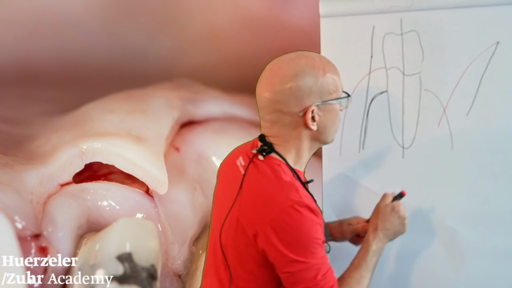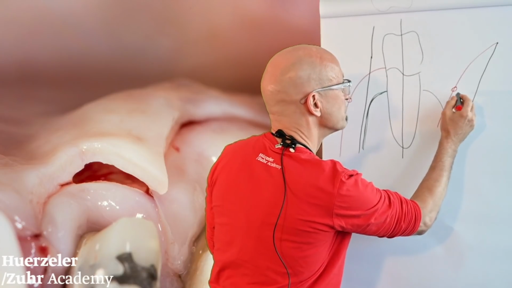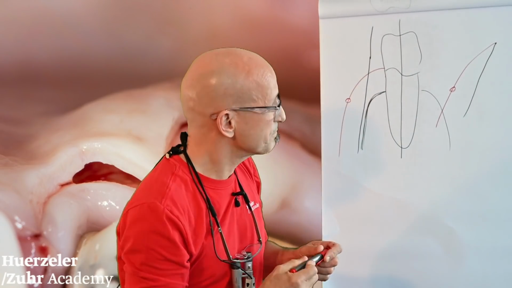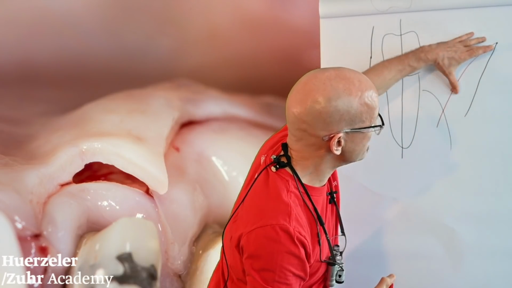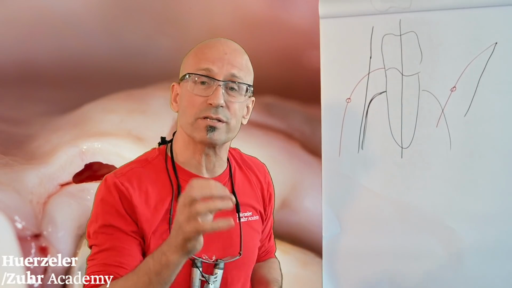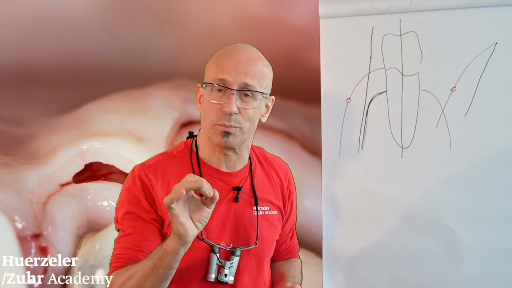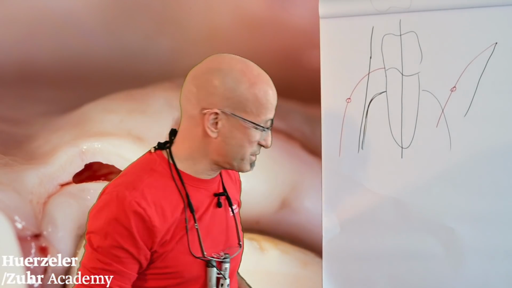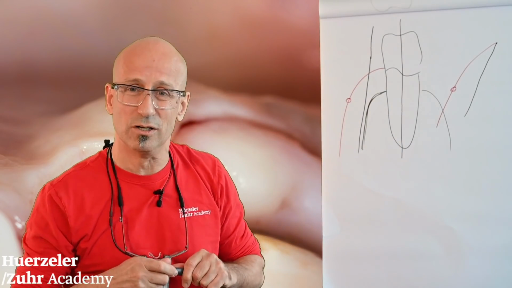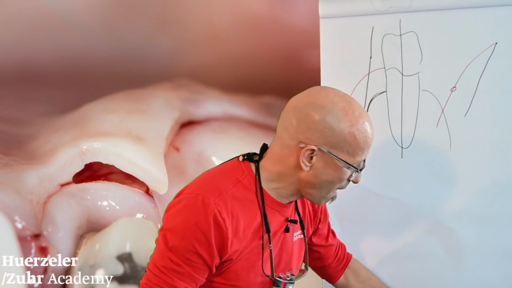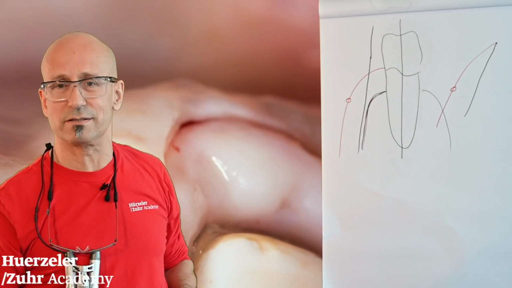And all of you know, here is the mucogingival junction, and the blood supply in this part of the flap, in the keratinized part of the flap, is not as good. So what are the consequences now for the postoperative healing when you create the flap like this?